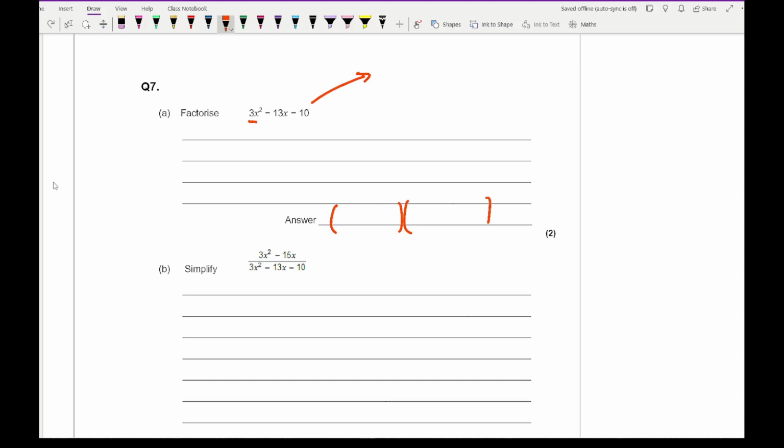So here, what I'm going to do is find the magic number by doing the coefficient of A times the coefficient of C. So 3 times minus 10 is minus 30. I then need to think of two numbers that multiply together to give you minus 30, but added together give me minus 13. And that's going to be minus 15 and positive 2. So I'm going to swap minus 13 for those two numbers. So I've got 3x squared minus 15x plus 2x minus 10.